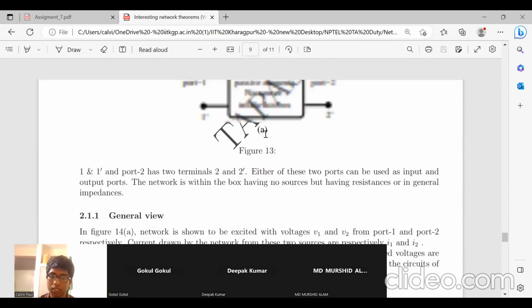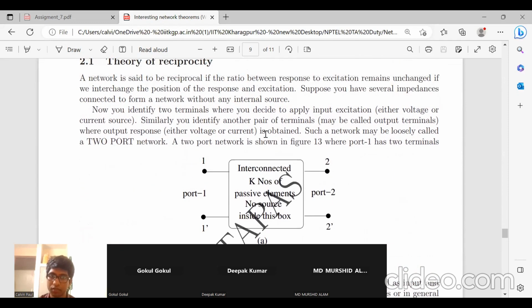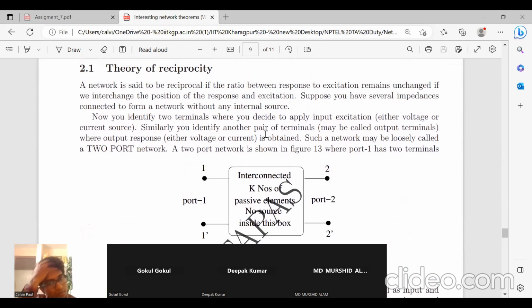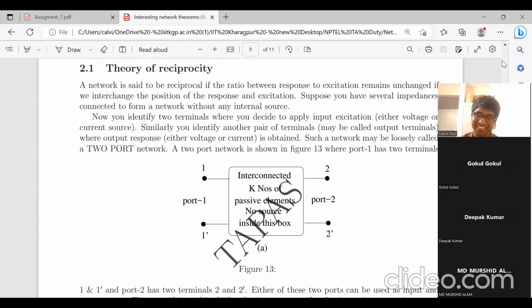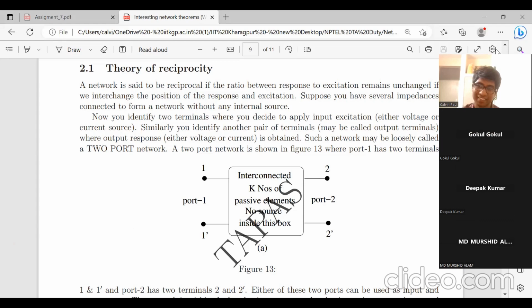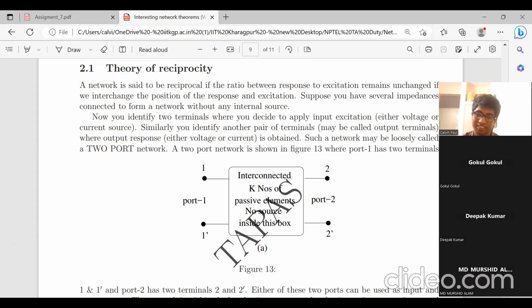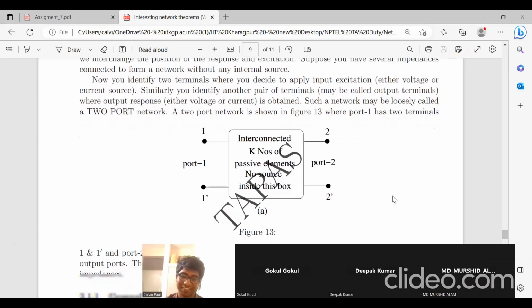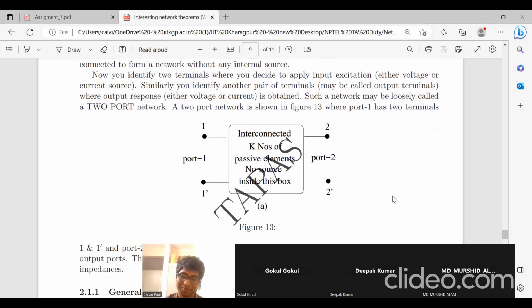Now we will understand two-port network. So do you know what is a two-port network? Yes, sir. What is it? Two-port network is a network which has two ports. One is a receiving port, and second is a sending port. Okay, that much only I know.